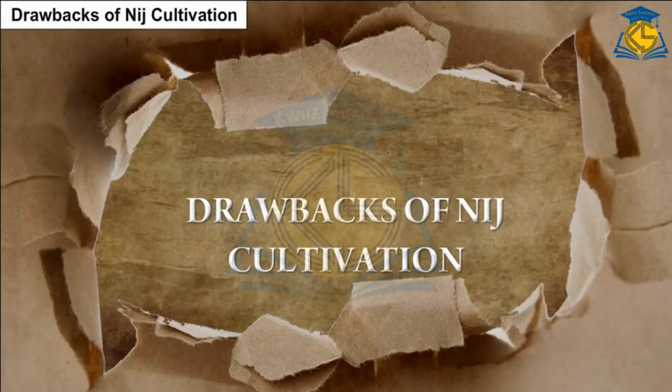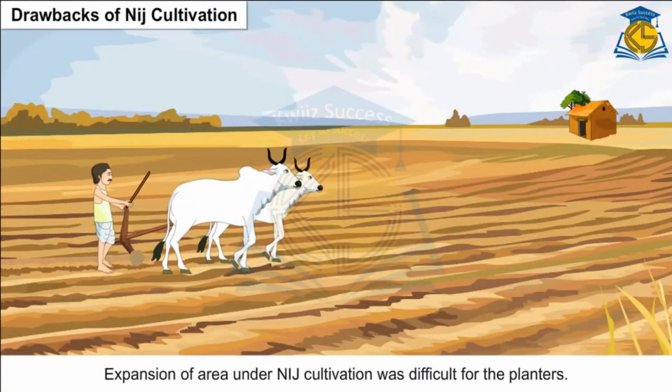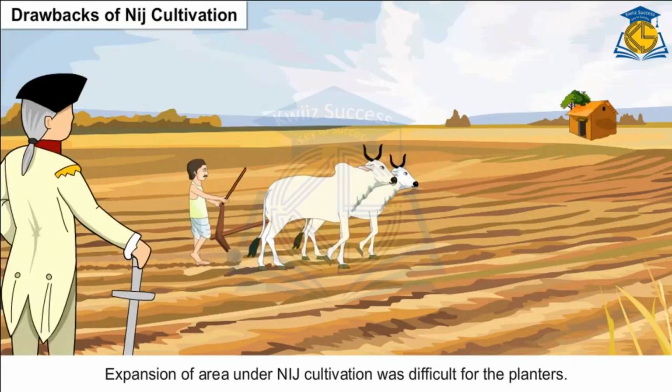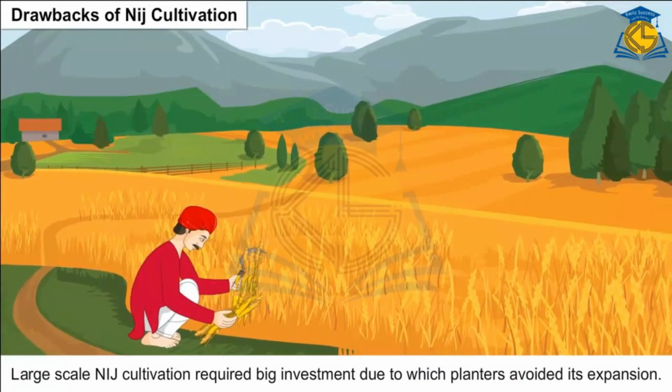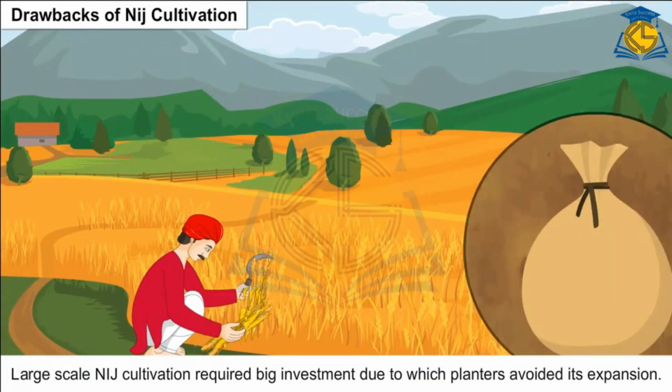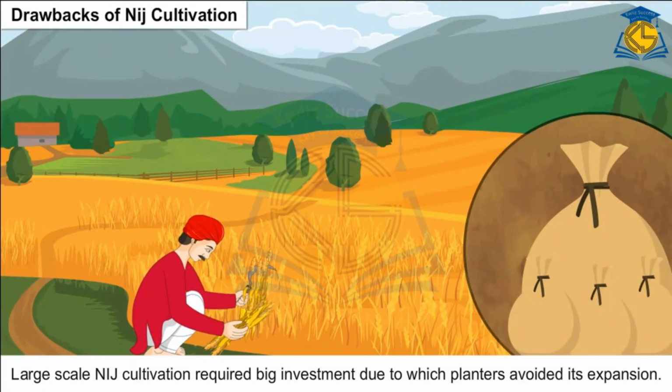Drawbacks of Nij cultivation. Expansion of area under Nij cultivation was difficult for the planters. Large-scale Nij cultivation required big investment, due to which planters avoided its expansion.